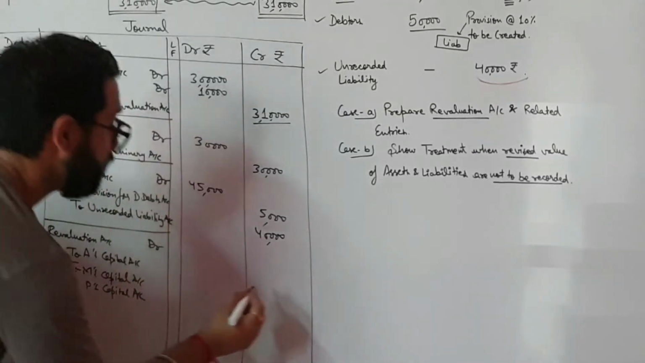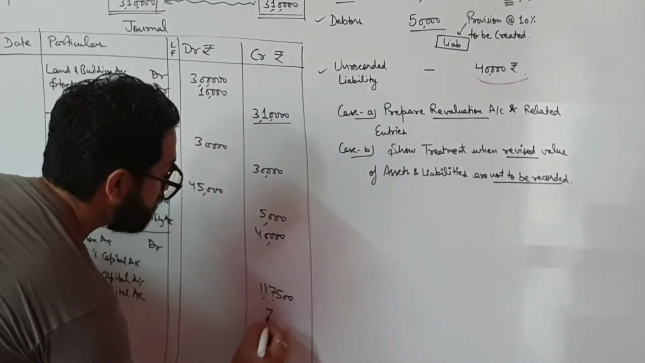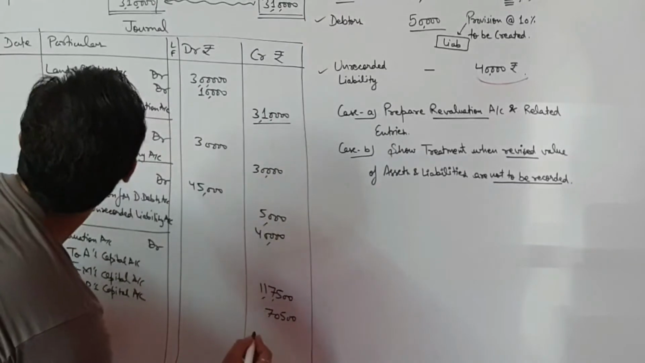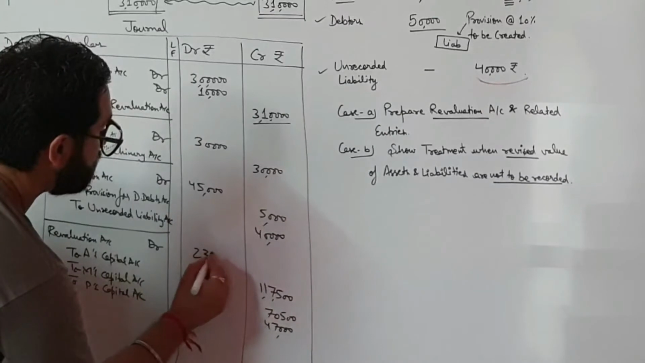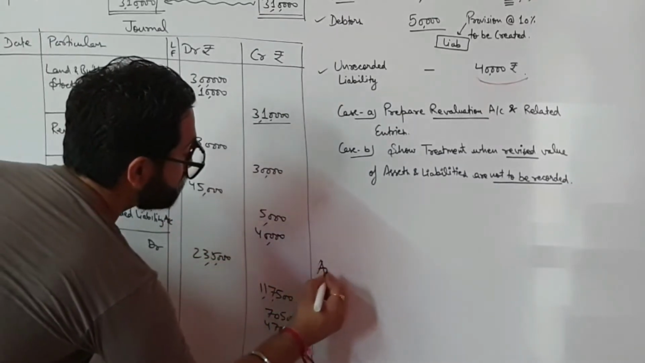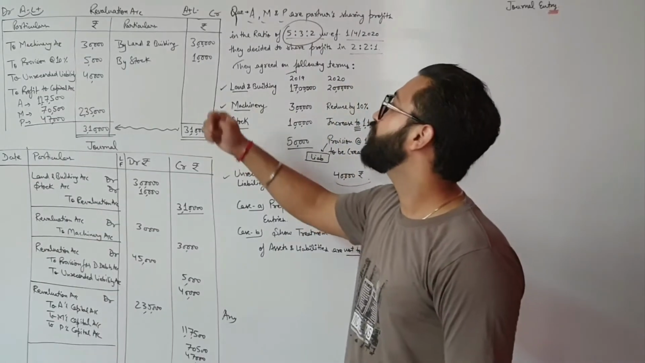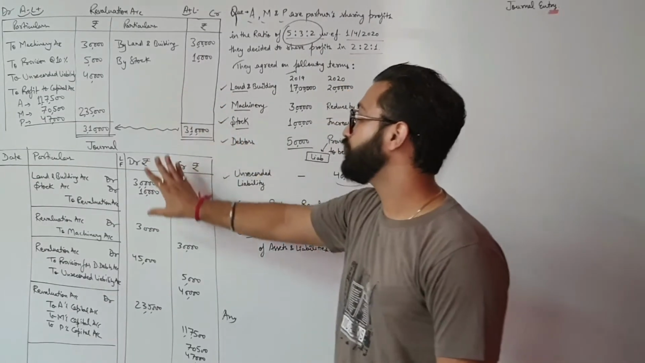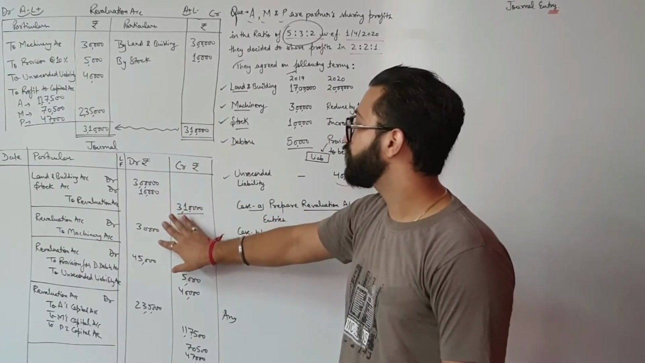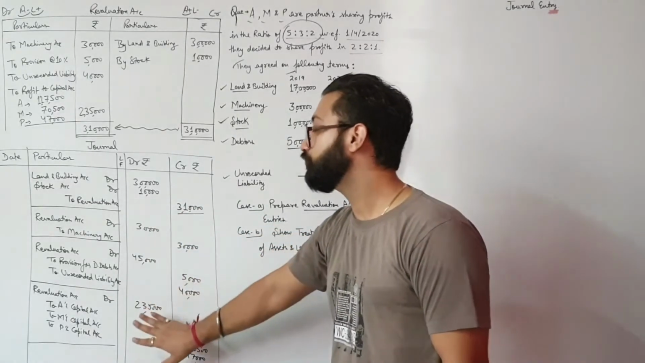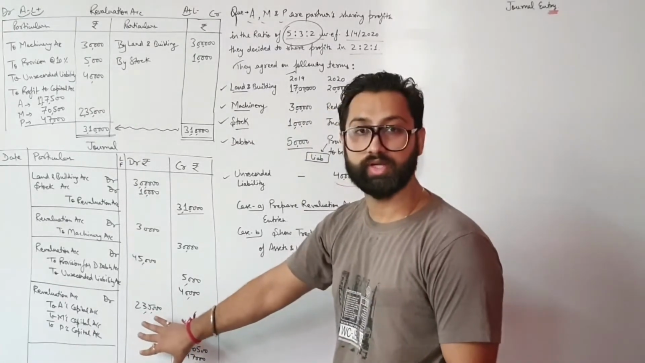Okay, now the totals are 1,17,500, 70,500 and 47,000, and the total is 2,35,000. Now this is complete in each and every respect. Now you have understood how to prepare revaluation account and how the entries are passed. The narrations are simple: being asset revalued, being liabilities revalued, being profit of revaluation transferred to partners' capital account in old ratio.